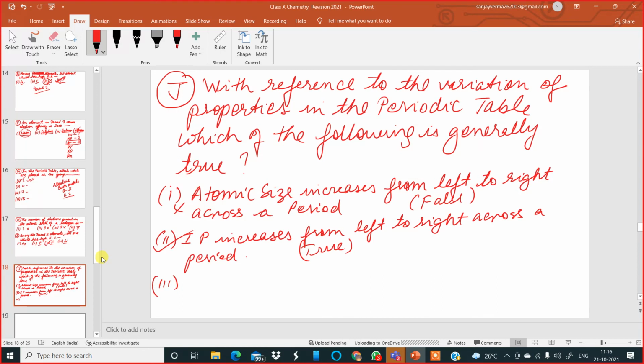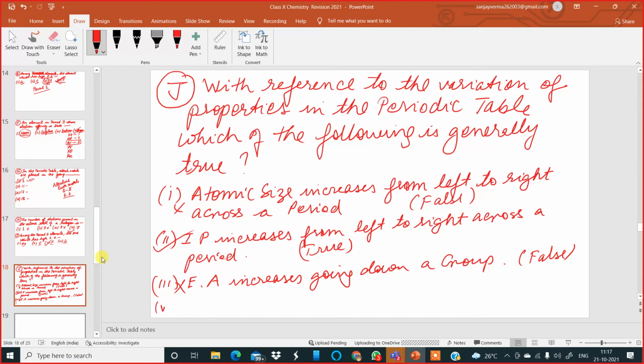So part 3. Electron affinity increases going down a group. Tell me about this. On moving down the group, what happens to the electron affinity? Decreases. So this cannot be, this is what? This is false. Okay, so this cannot be the answer.